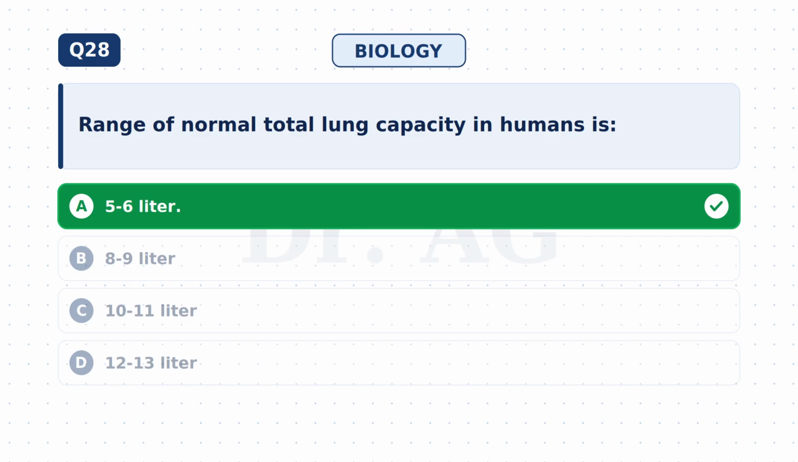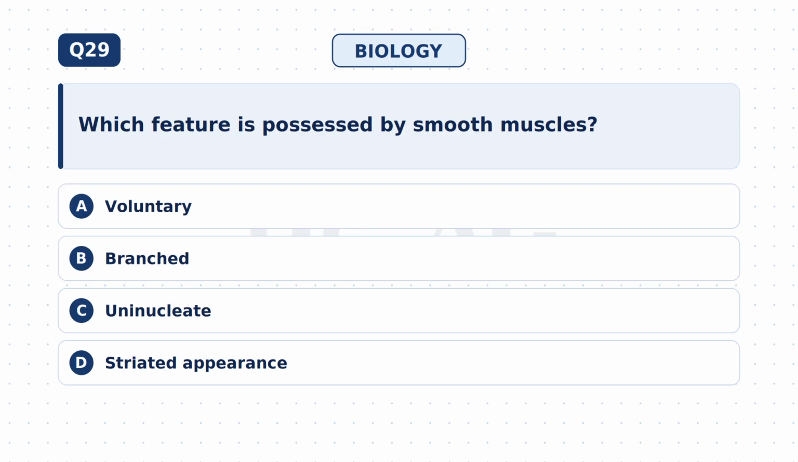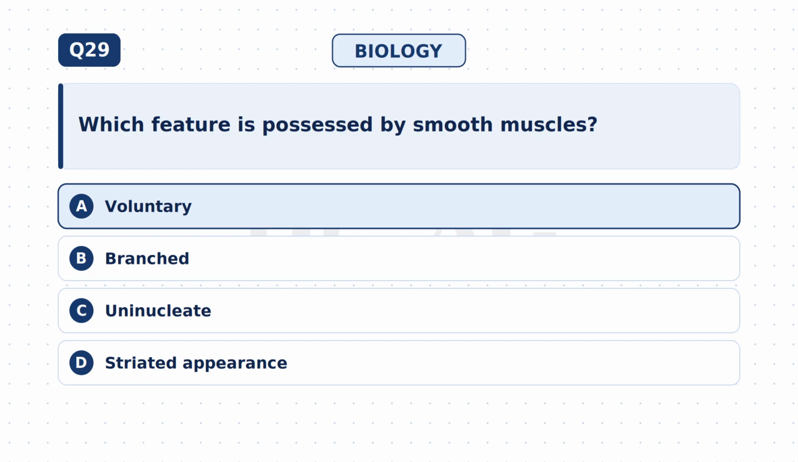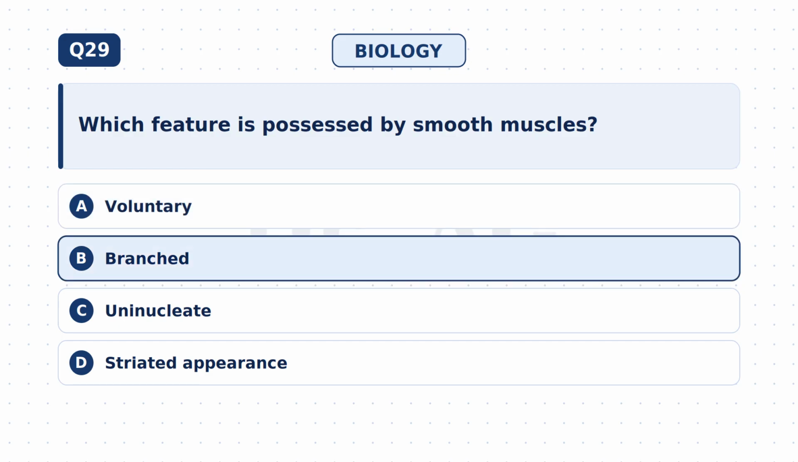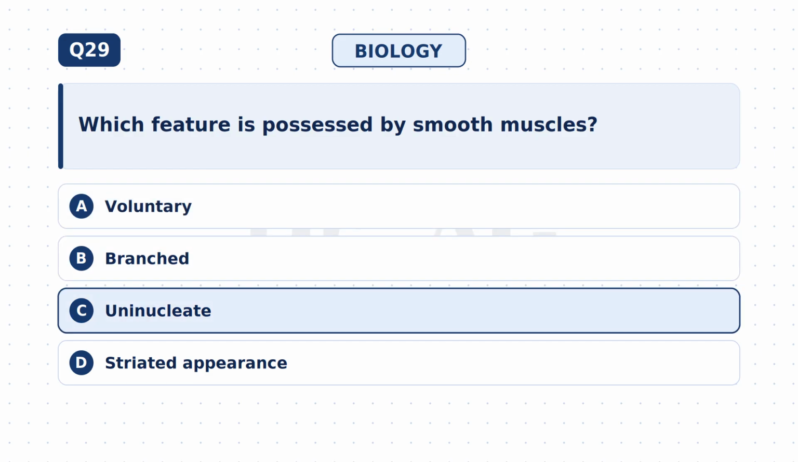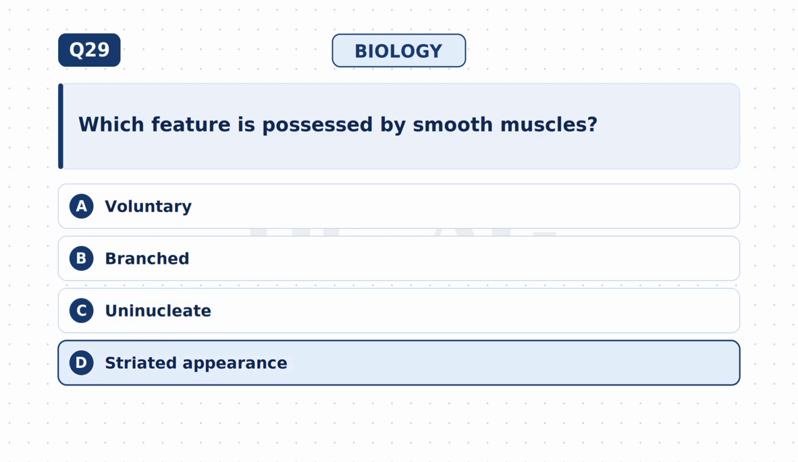The correct answer is A. 5-6 liter. Question 29. Which feature is possessed by smooth muscles? Option A. Voluntary. Option B. Branched. Option C. Unenucleate. Option D. Striated appearance.